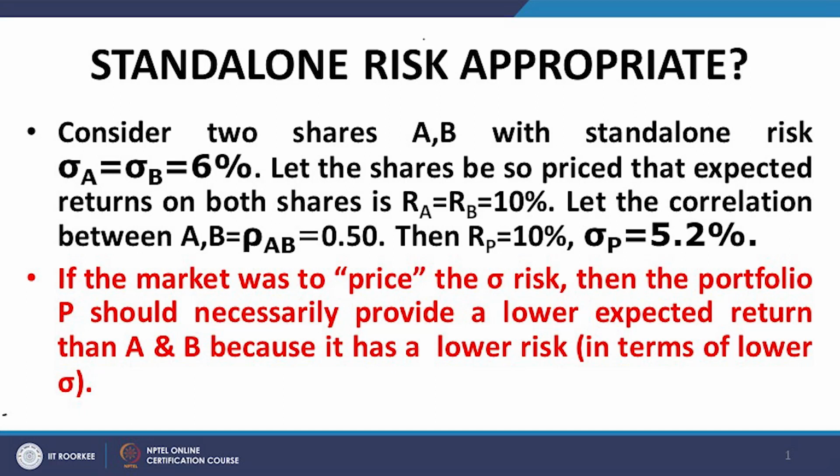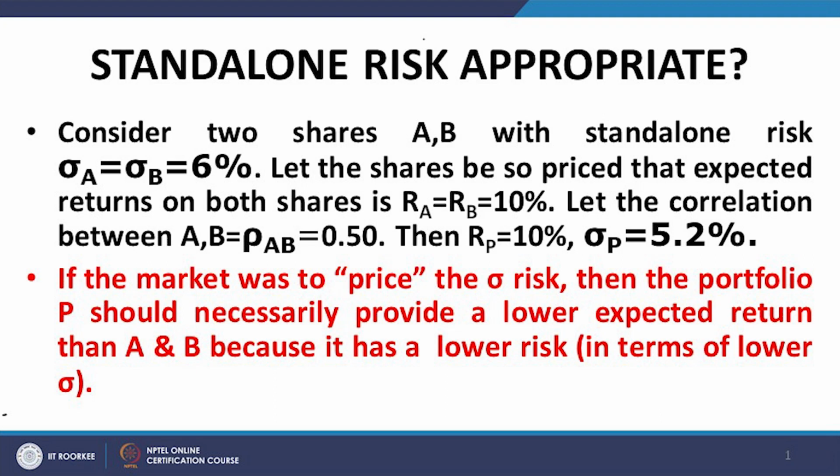Let us take an example to motivate the discussion. Consider two shares A and B with standalone risk, that is standard deviation or variance, you may use either, sigma A is equal to sigma B is equal to 6%. Let the shares be so priced that, because they have the same standalone risk, and on the premise that the market prices standalone risk, they should command the same expected returns. So, the shares would be priced so that expected returns in both the securities are the same.